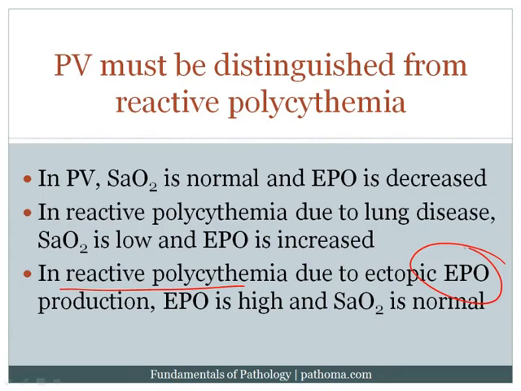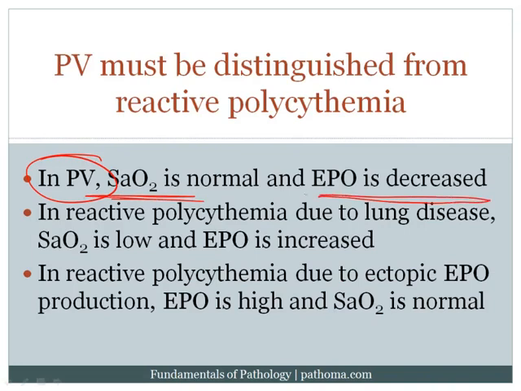That's high yield. So a tumor, for example, renal cell carcinoma, could ectopically produce erythropoietin, and in that case, the erythropoietin would be high, which would be driving that high red blood cell count, but the SaO2 would be normal because there is no hypoxemia in the patient. Of course, in polycythemia vera, there's no problem with oxygenation, and so the SaO2 is normal, and the erythropoietin would actually be decreased due to a negative feedback. There are so many red blood cells that the erythropoietin levels are decreased. And so this is very important to understand how to distinguish polycythemia vera from reactive polycythemia.